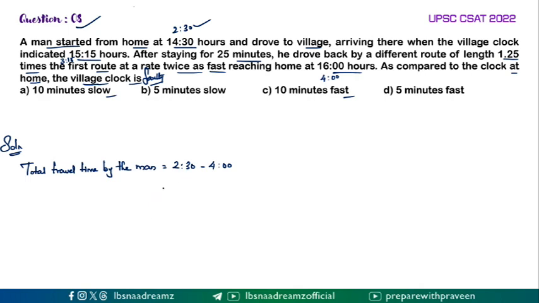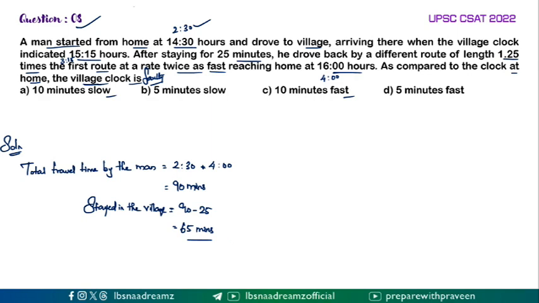So the total time will be 90 minutes. So he stayed in the village for 25 minutes, so we have to subtract that. 90 minus 25 is equal to 65 minutes. So the total travel time will be 65 minutes.